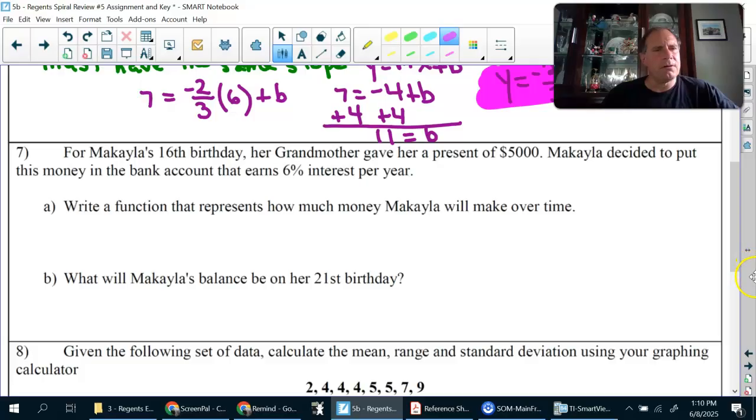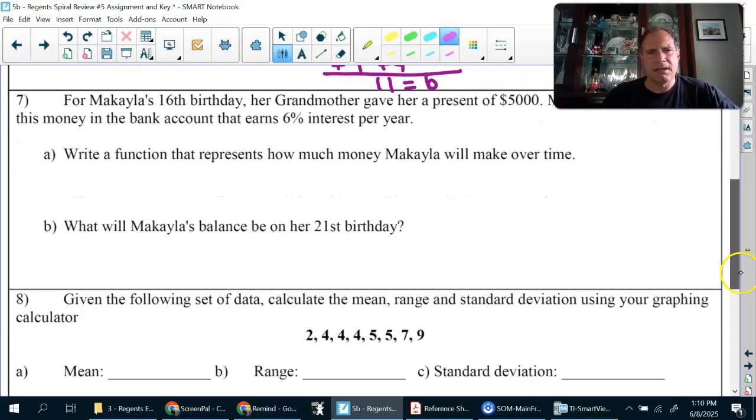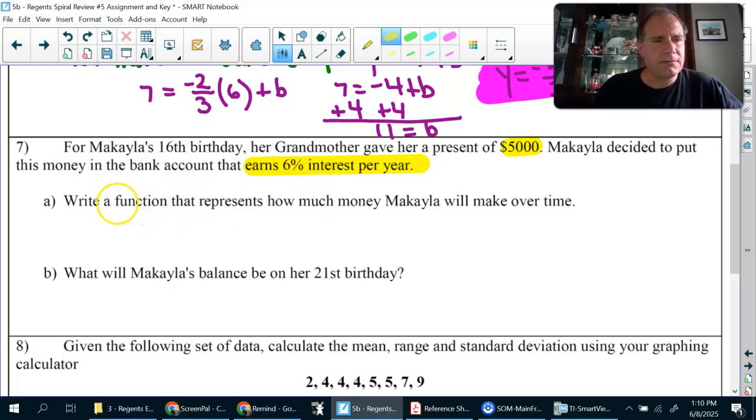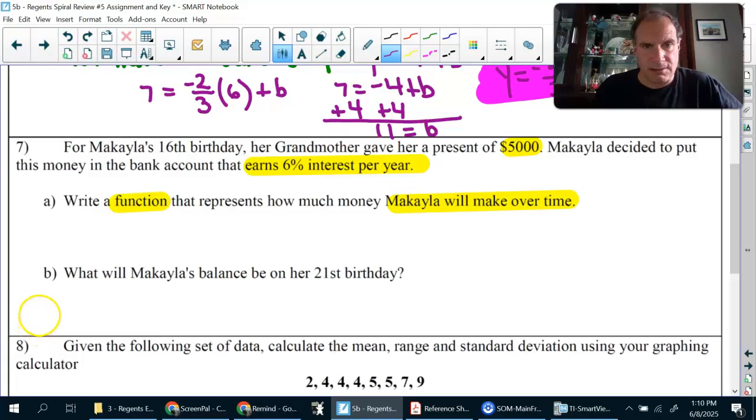All right, for Michaela's 16th birthday, her grandmother gave her a present of $5,000. So I'm just going to highlight that. That's nice. She decided to put the money in the bank. It earns 6% interest per year. Write a function that represents how much money Michaela will make over time. So we have to take these numbers and write a function. Just remember, this is not a decay.